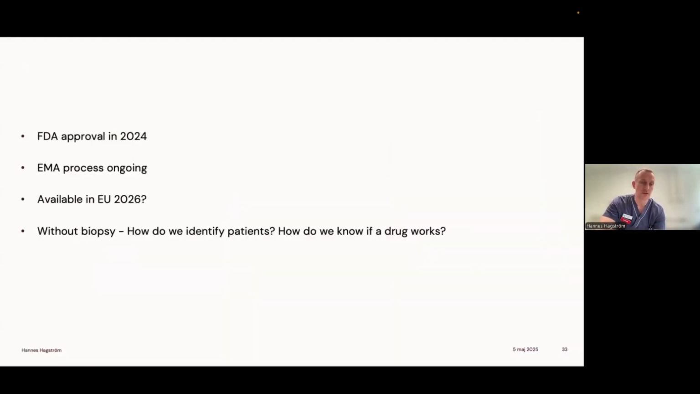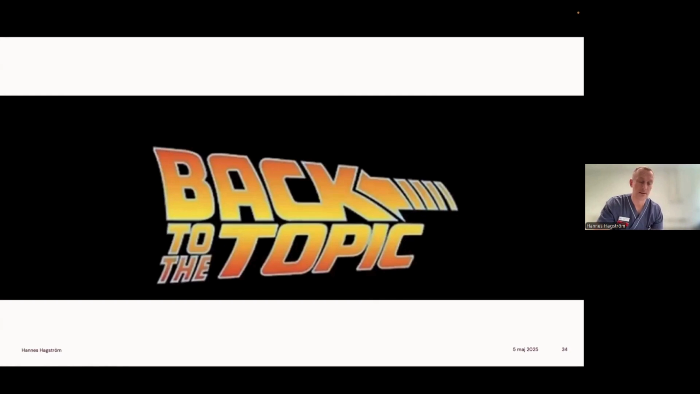Yeah, and as we mentioned, FDA approval last year. But I think what's interesting to discuss here a little bit is also the FDA didn't require us to do a biopsy in these patients. So how can we use non-invasive tests to identify these patients? And also, how will we be able to know if a drug works? I think those are open topics, so open questions. So let's go back to the topic a little.